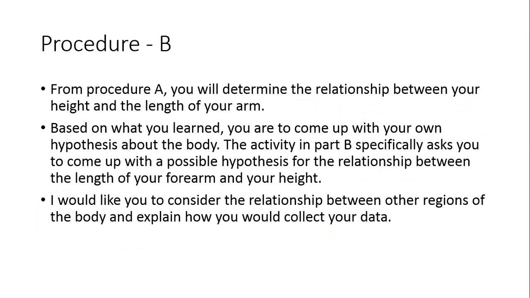Now, you've done procedure A, which determines the relationship between your height and the length of your arm. Now, based on what you have learned, I want you to come up with your own hypothesis about the body. The activity in part B specifically asks you about the radius, basically the length of your forearm and your height, but you could do something else. You could do your waist and your height, or you could do the length of your foot and your height. It's entirely up to you.